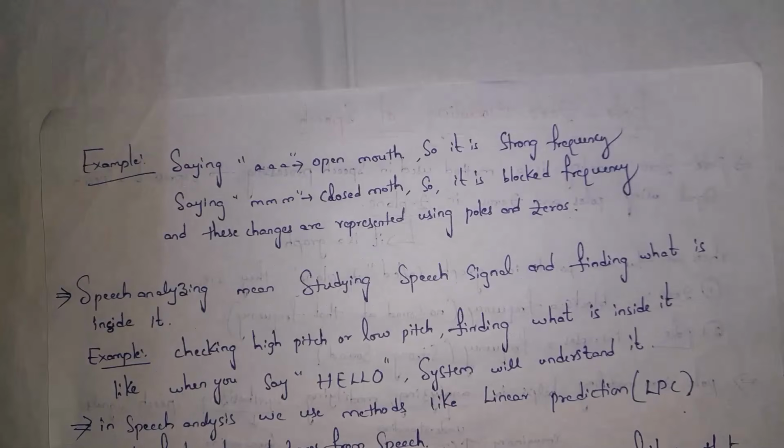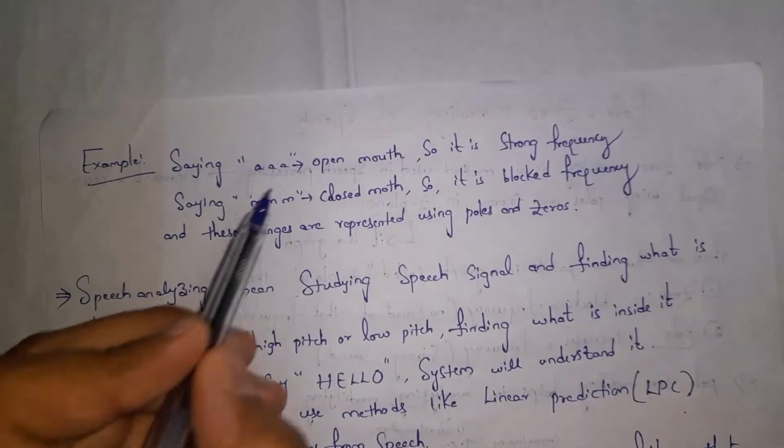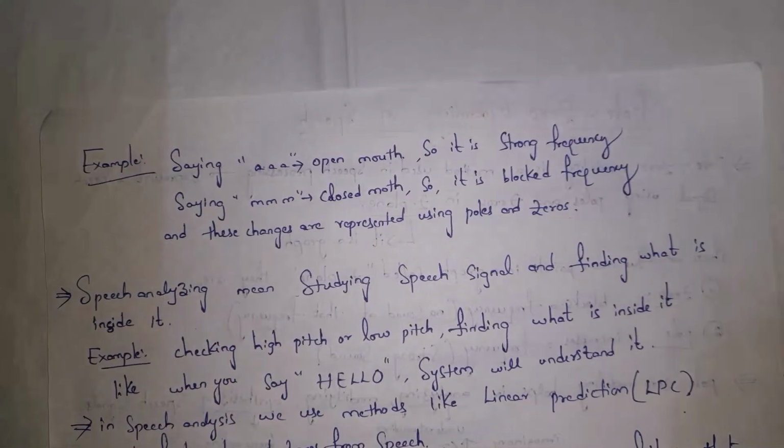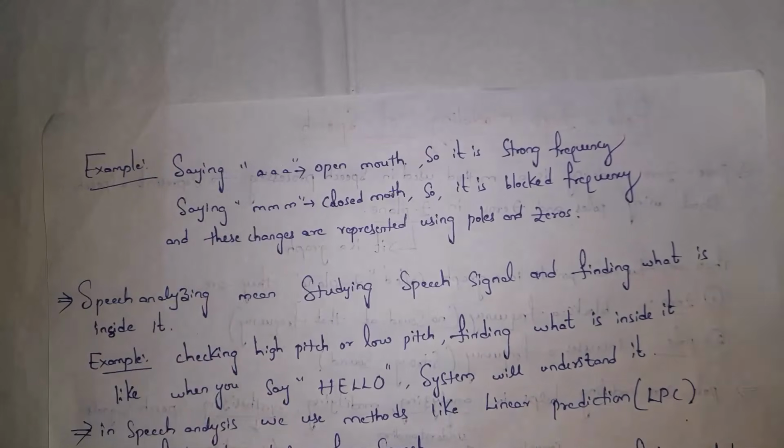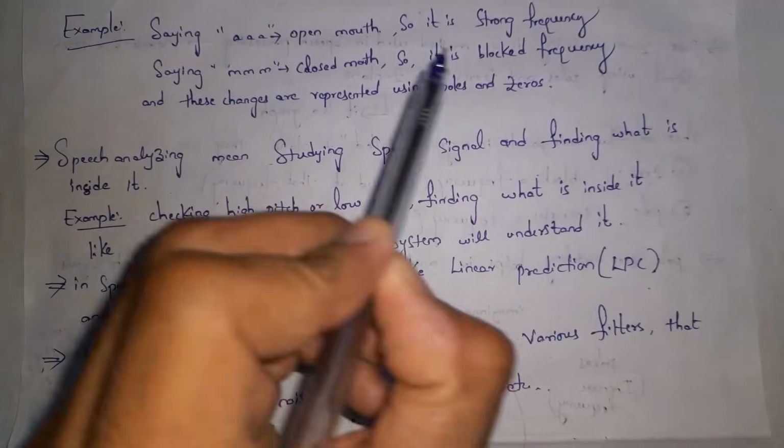Guys, I will give one simple example of poles and zeros. For example, when you say A, our mouth will open. This is considered strong frequency. For example, if you say M, we say it with a closed mouth. So we call it blocked frequency, and the changes are represented with poles and zeros.